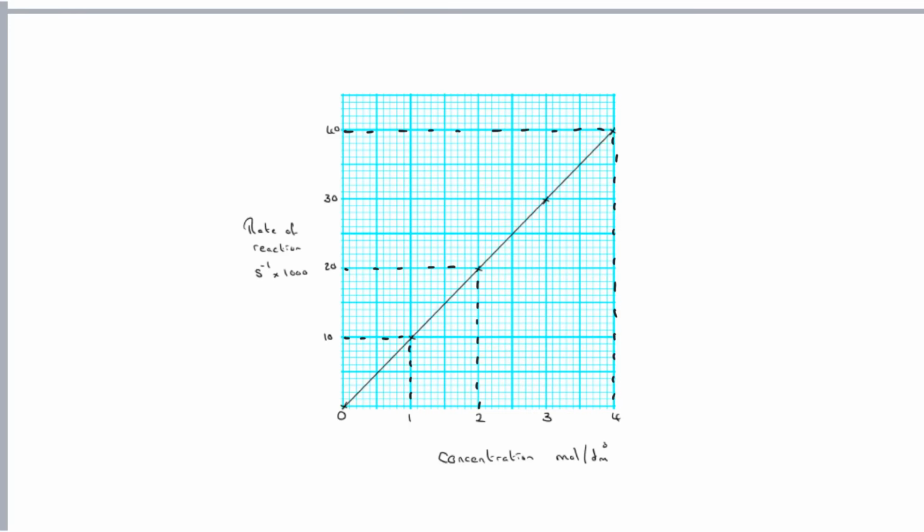Now in this case, the rate of reaction is directly proportional to the concentration. And the reason for this is if you double the concentration, you double the number of particles per unit volume, and therefore you double the number of collisions per unit time. Now, a lot of chemical reactions will work like this, not all of them by any stretch of the imagination, and more about that when you come to A-level.